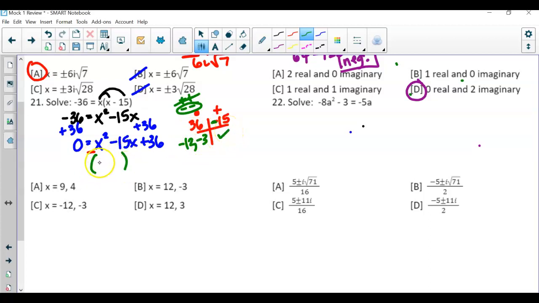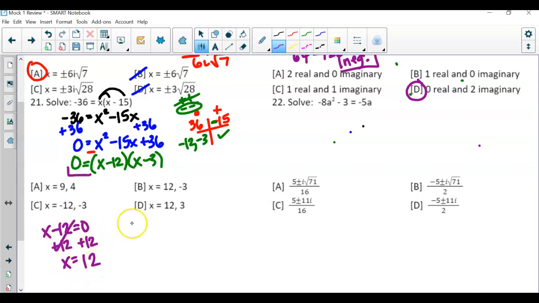So now let me go back to my factoring. x minus 12 times x minus 3 is equal to 0. Now notice how we are solving that equal to 0. That means x minus 12 is equal to 0, where we add the 12 to both sides, so x is equal to positive 12, and x minus 3 is equal to 0. Add 3 to both sides. You get x is also equal to positive 3. That's why the answer is D and not C.